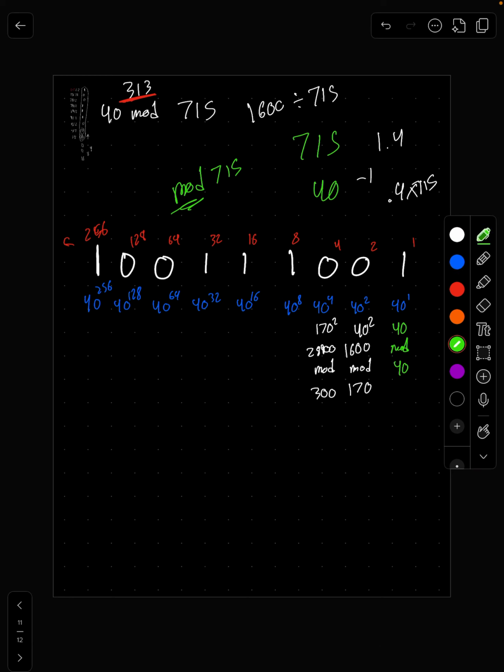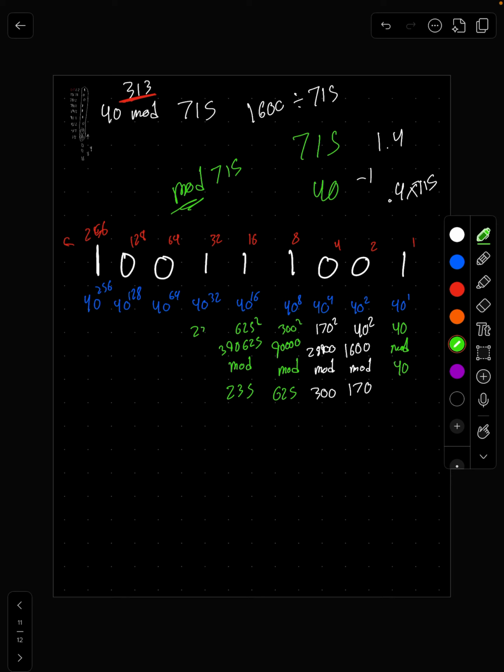So now we go back over here, we take 300 squared, that is 90,000. We mod it. Now 90,000 mod is 625. So we put 625 up here, squared, that is 390. And then we mod that, and that computes to 235. And then you just continue doing this down the row.